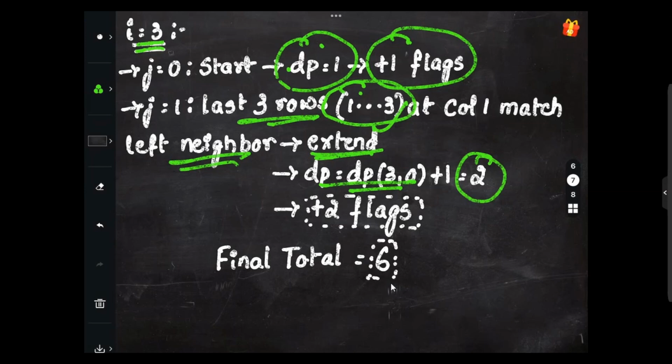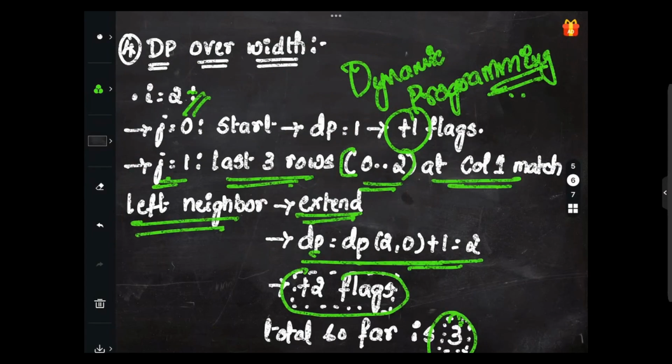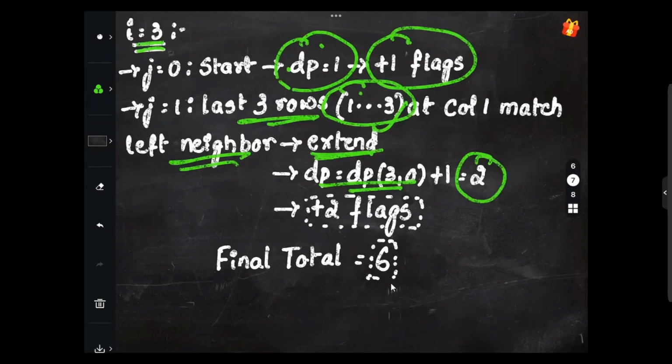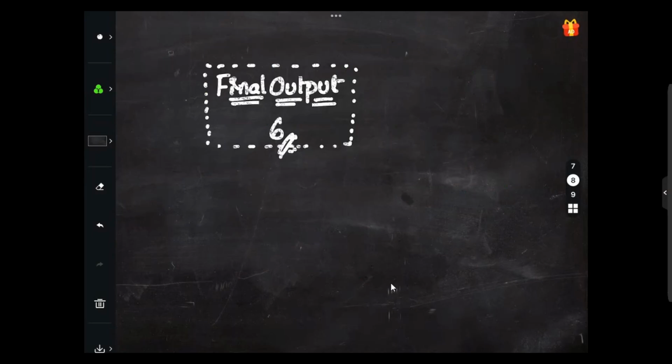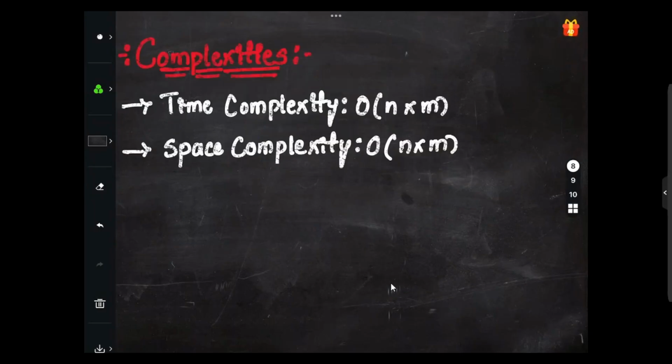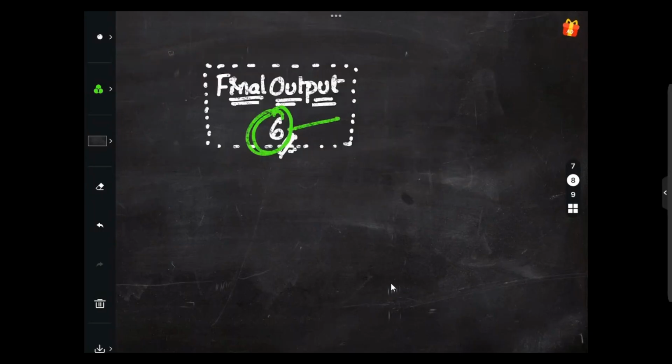So here from i equals 3 we have got 6. From i equals 2 we have got 3, right? I got confused with the flags basically. So here we got 6. So the output that we got here is 6 basically. In simple terms, the output that we got here is 6. This 6 we will be returning as output basically.